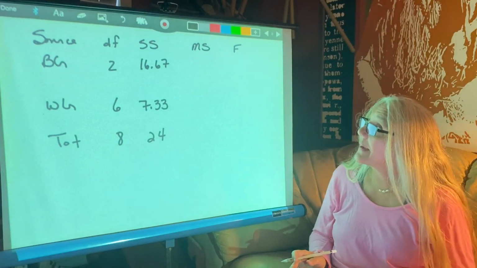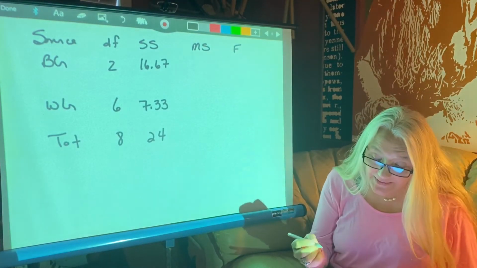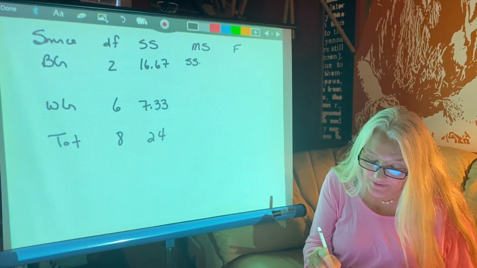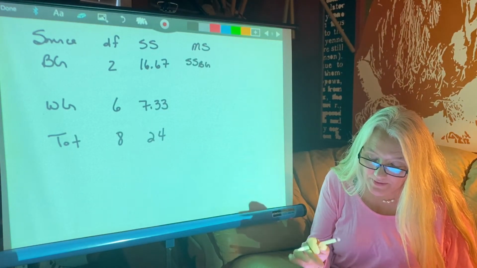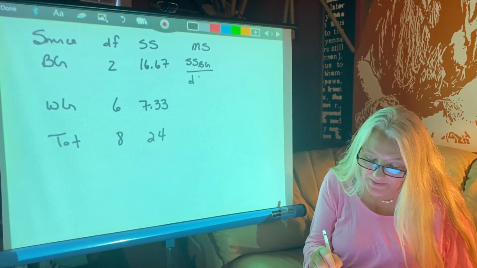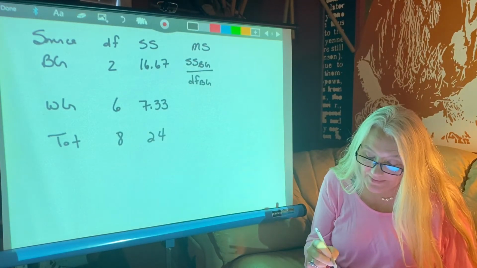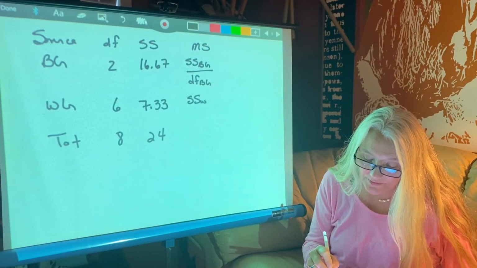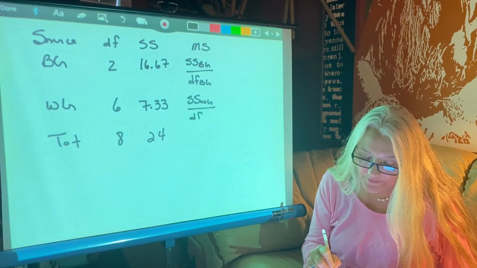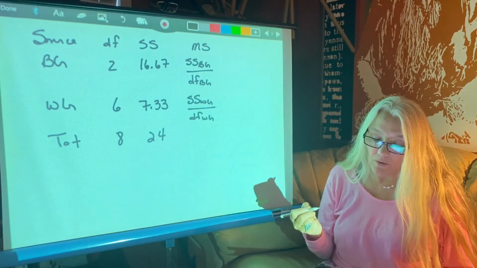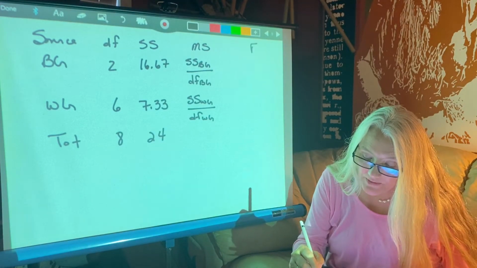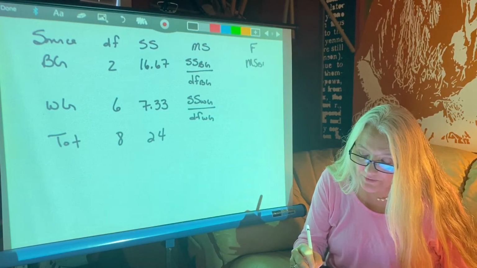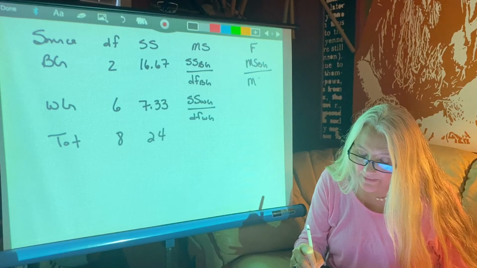Okay, this is what we have so far. All right, a mean square is just a sum of squares divided by its degrees of freedom. So this mean square is going to be sum of squares between groups divided by degrees of freedom between groups. And this mean square for within groups is going to be sum of squares within groups divided by degrees of freedom within groups. Remember that the F ratio is a ratio of mean squares. It's the mean square between group divided by the mean square within group.